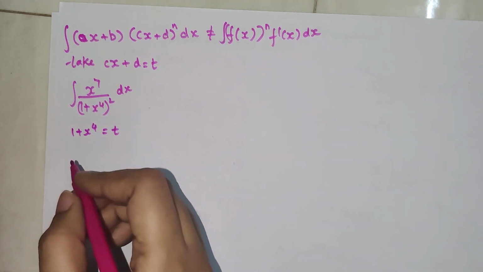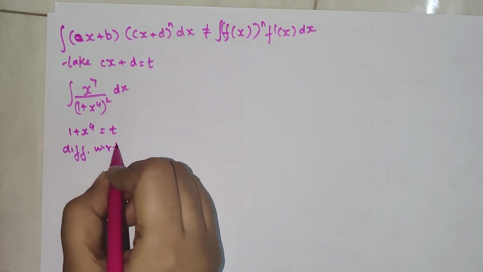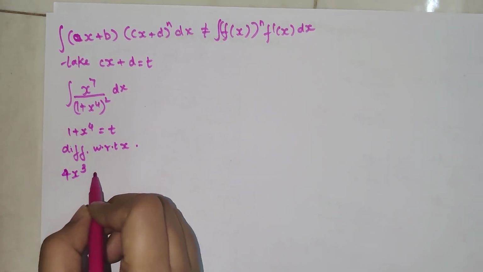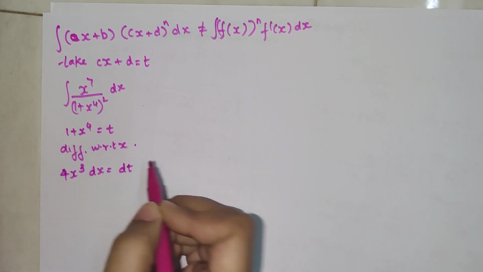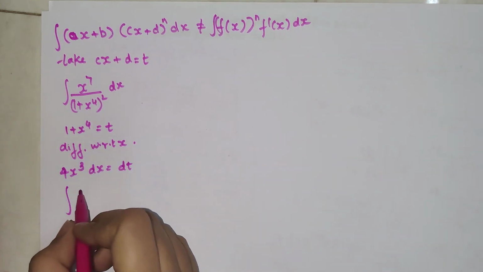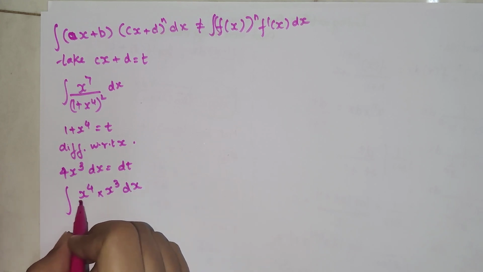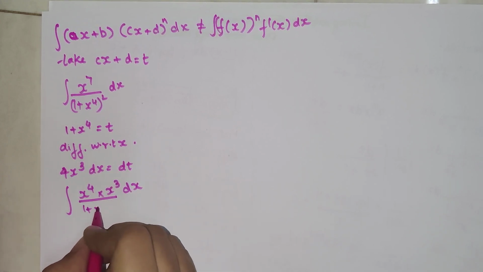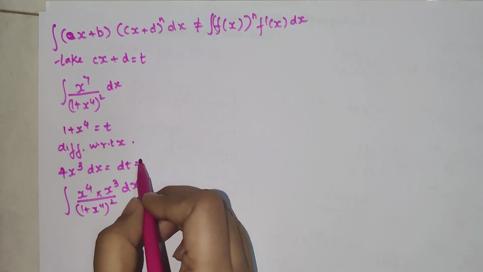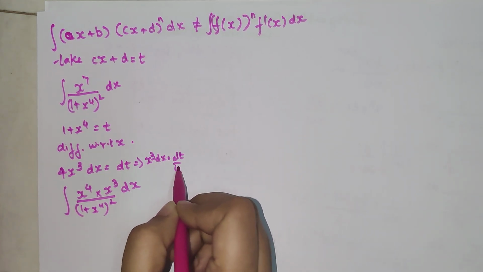So now, can I differentiate with respect to x, and then can I say it becomes 4x cube dx is equal to dt, correct? Now I can write x raised to 7 as nothing but x raised to 4 into x cube dx upon (1 plus x raised to 4) the whole raised to 2. Okay, so please understand, here can I say x cube dx is equal to dt by 4.